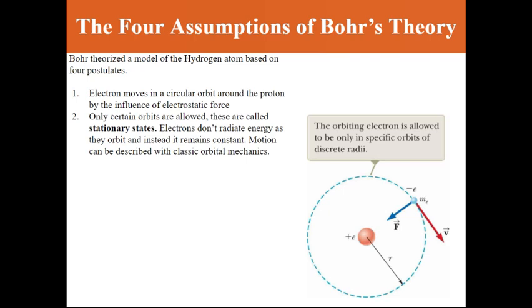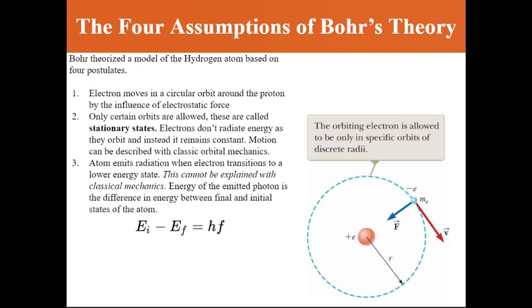The second postulate states that only certain orbits are allowed. These are the stationary states of the system, and in these orbits, the electrons are not radiating any energy, and instead the total energy of the system remains constant while in the state. The actual motion of the electrons around the nucleus can be described with classical mechanics, just orbital motion like planets around the sun.